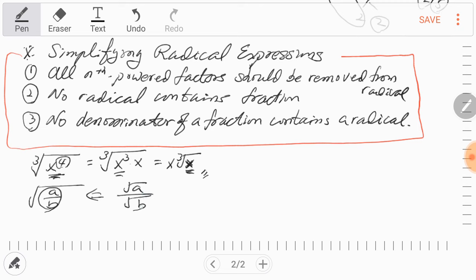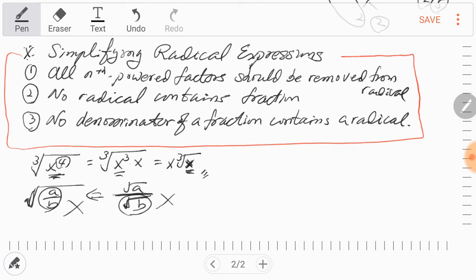And then number 3. Number 3 means no denominator of a fraction contains a radical. So once we separate the numerator and denominator using the same radical, there is a radical in the denominator. So this fraction should not contain the radical in the denominator. So this is not simplified yet. Even this one is not yet. So the denominator should not contain a radical.